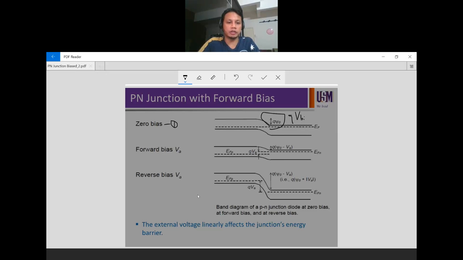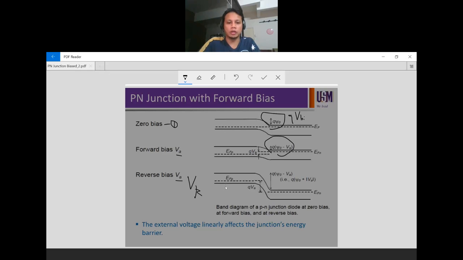Forward bias condition with VA, and then the barrier height will be reduced. Q times VBI minus VA. Like that, the band diagram. Reverse bias, you can also use VR. Either way is fine. So the barrier height will increase because Q now times VBI plus VR, or VA if you like. Okay.